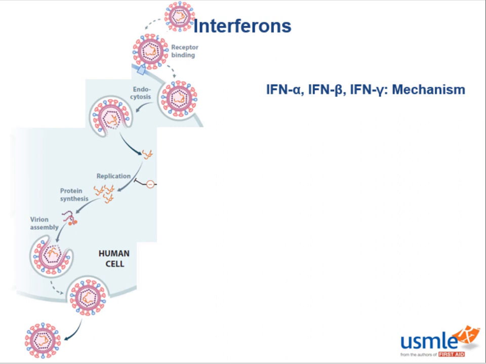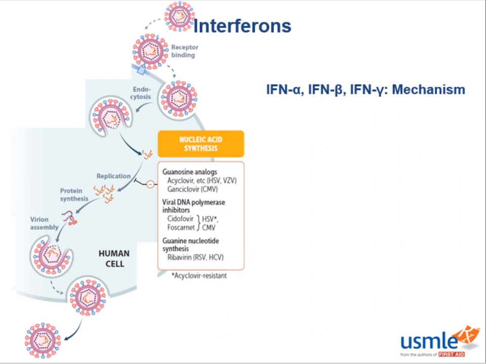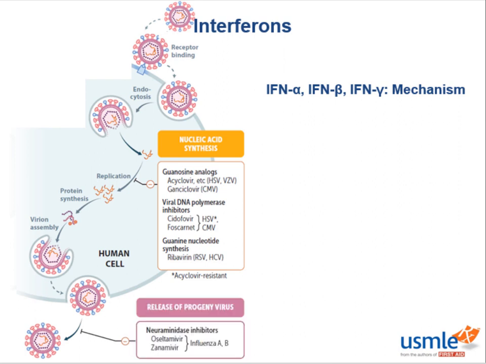You may recall some drugs that interfere with the replication part, like acyclovir, foscarnet, or ribavirin. You may have even heard of drugs that interfere with the release of the virus. Can you remember what an example is? Of the neuraminidase inhibitors like oseltamivir for influenza. But those are all drugs. We're here to talk about interferons.